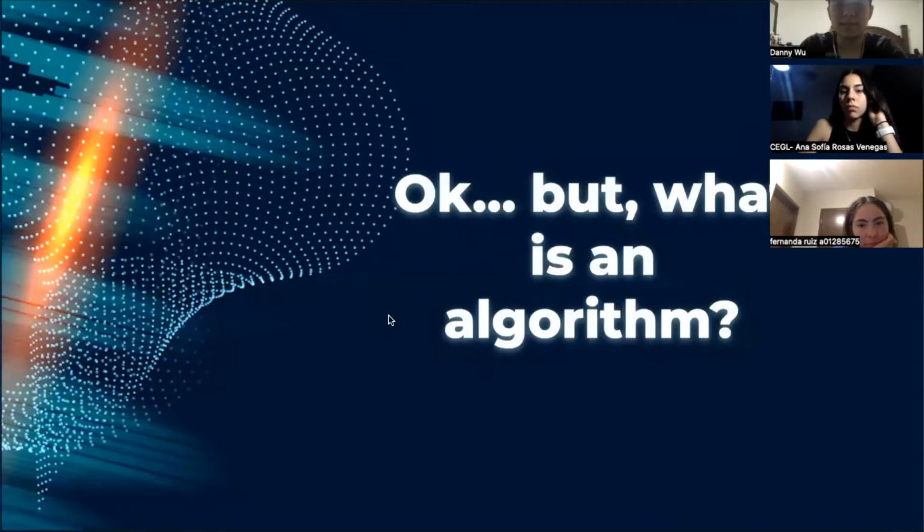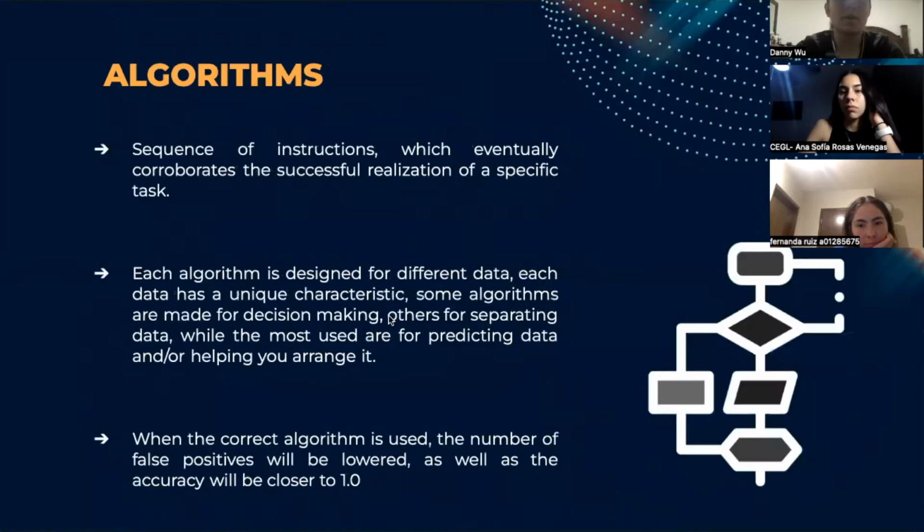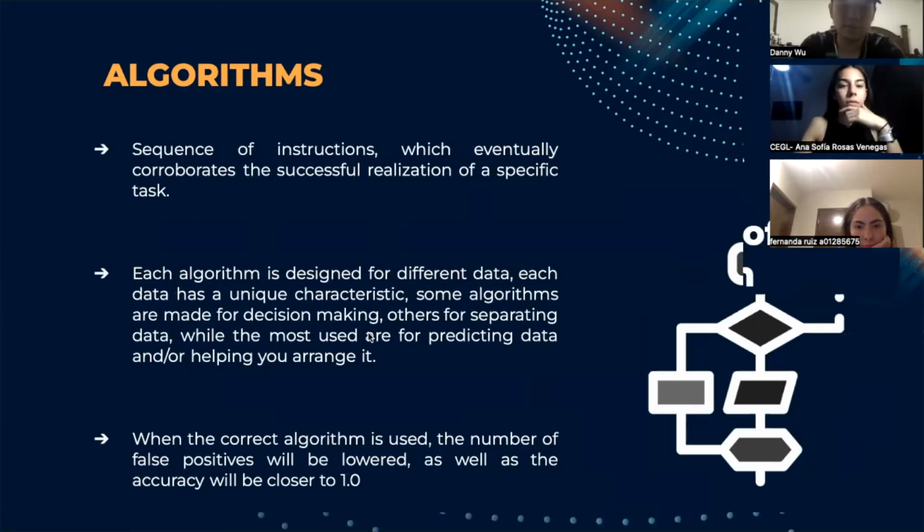Okay, but what's an algorithm, you may ask? Algorithms are a sequence of instructions which eventually corroborates the successful realization of a specific task. Each algorithm is designed for different data. Each data has unique characteristics. Some algorithms are made for decision making, others for separating data, while the most used are for predicting data and helping you arrange it.